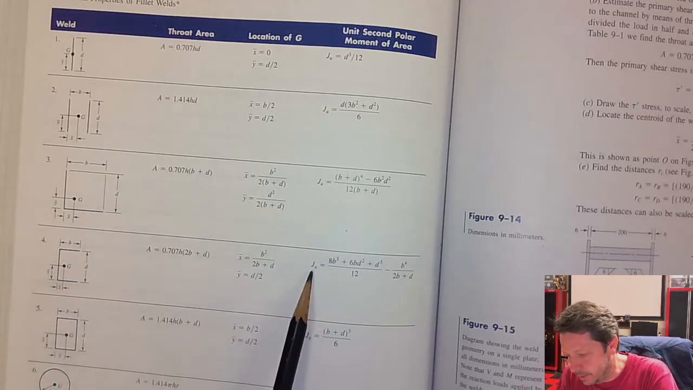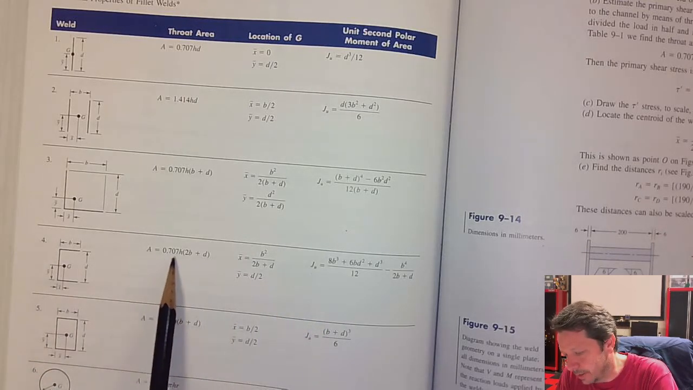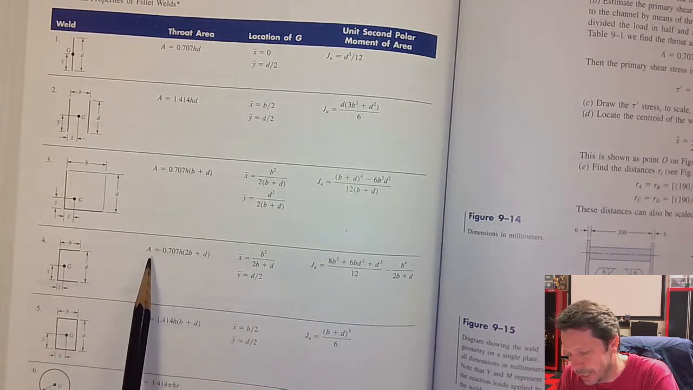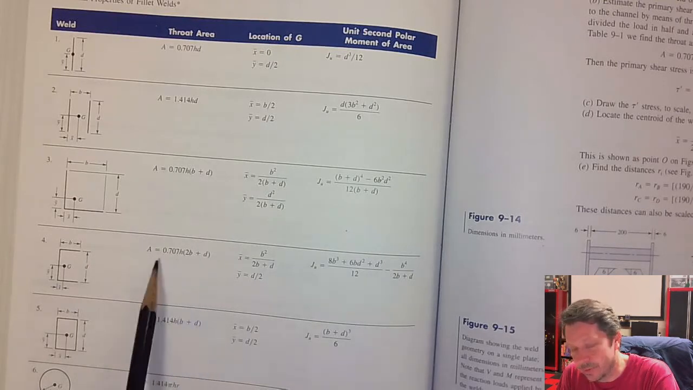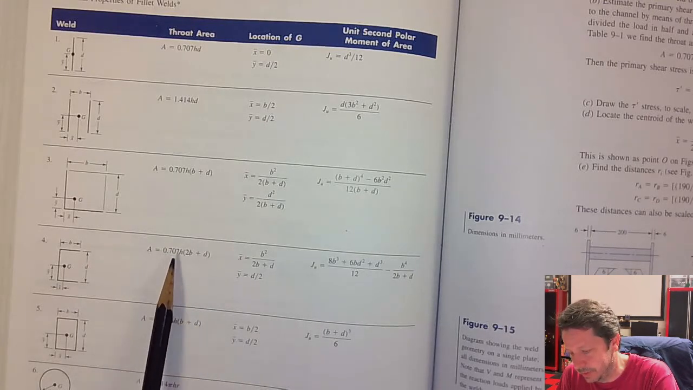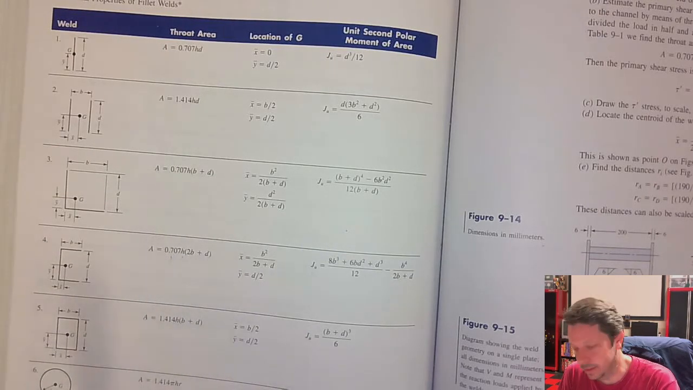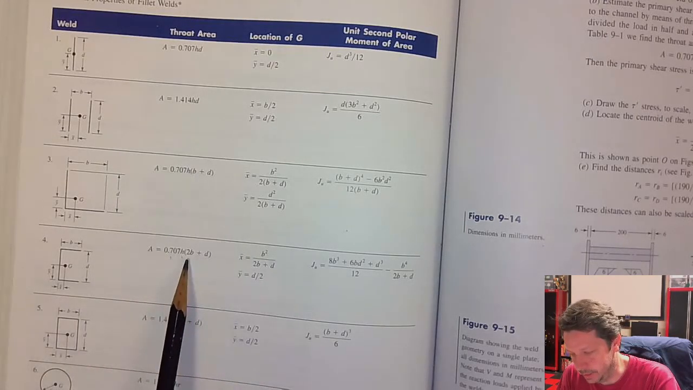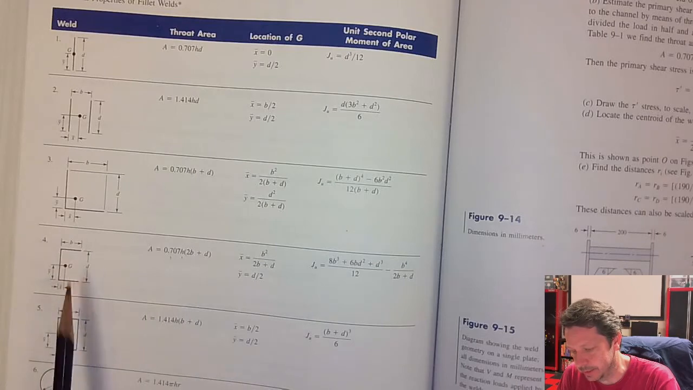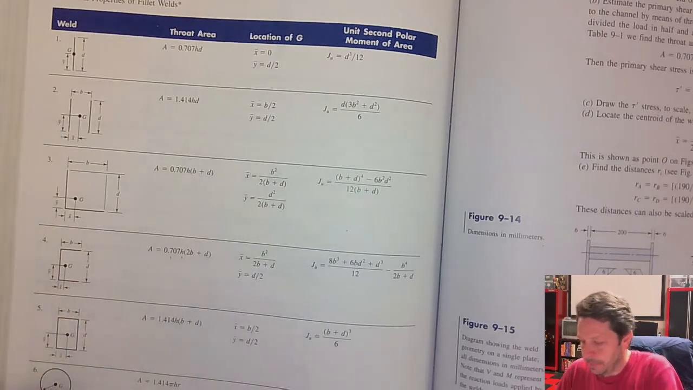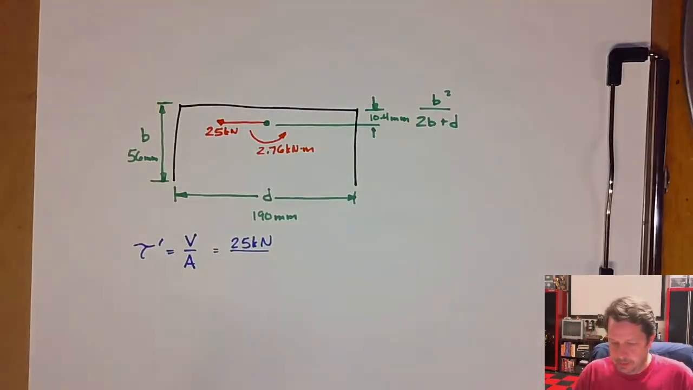And, well, here's the actual area. We'll get to that one in a minute. I pointed the wrong thing. Here's the area of the throat of the weld group. So the 0.707 times H, that is calculating the throat size based on H, which is the weld size, 6 millimeters for us. And then there's 2B plus D, so that's basically this guy, and that guy. So let's go to Mathcad and plug our area in.